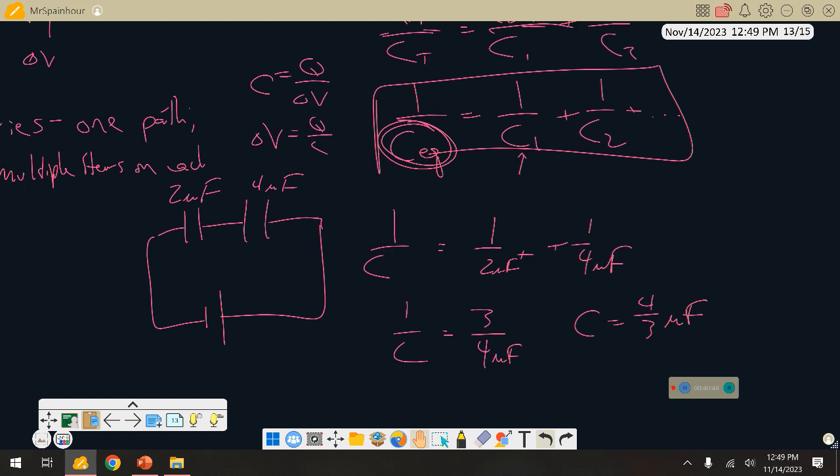And again, you'll see that this math does match with what I said earlier. The smallest is 2, and therefore the equivalent will always be lower than the smallest. Does that make sense? Okay.